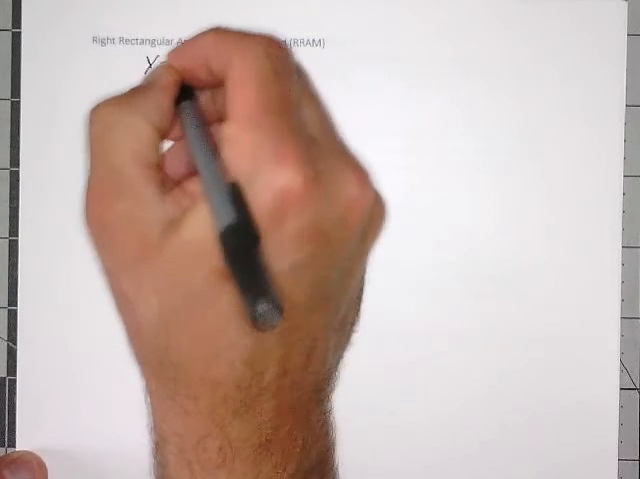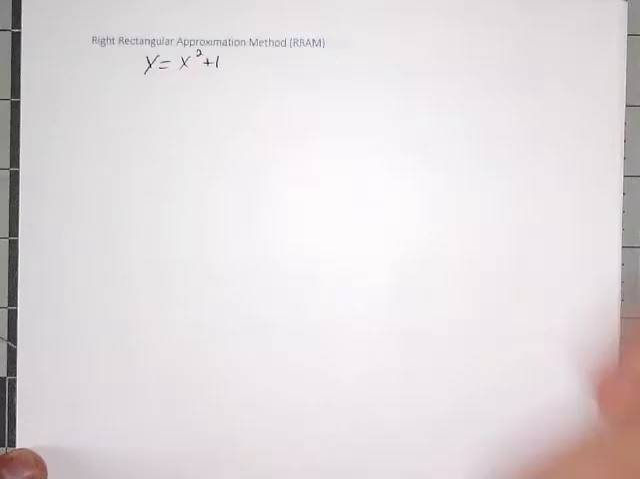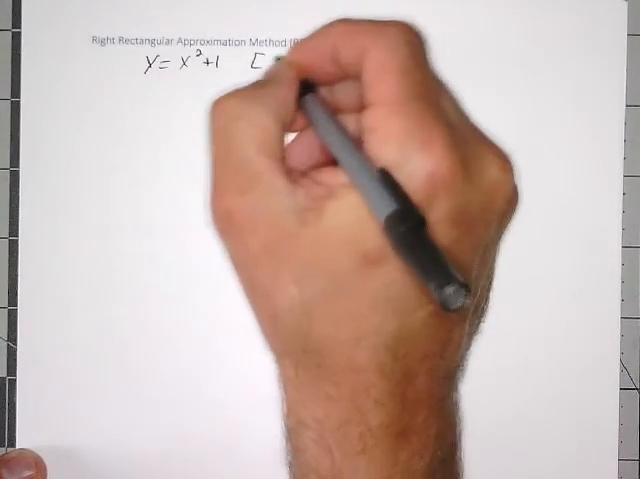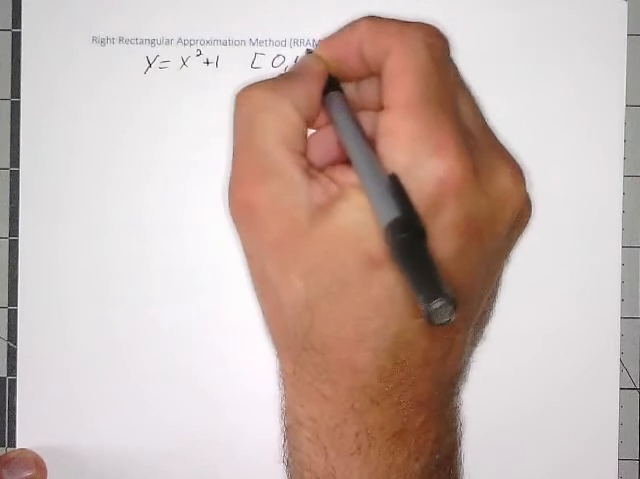Okay, so we're back now. So now we're going to take a look at the right rectangular approximation method. All right. So we're still going to stick with the same function that we were using before, y equals x squared plus 1, and we're looking at the interval 0 to 4.